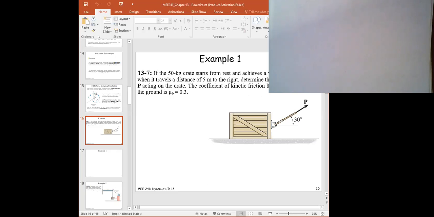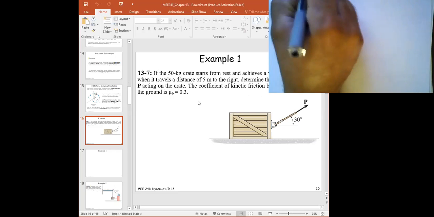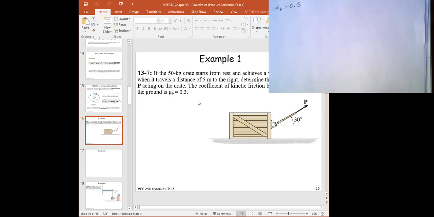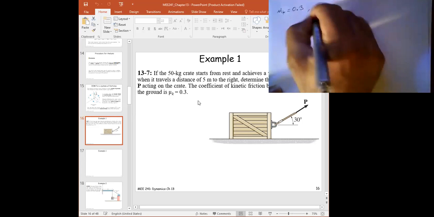All right, so we need to find the magnitude of the force that is applied on the crate. They tell us that the coefficient of kinetic friction is mu k, which is equal to 0.3. Okay, we need to find P.